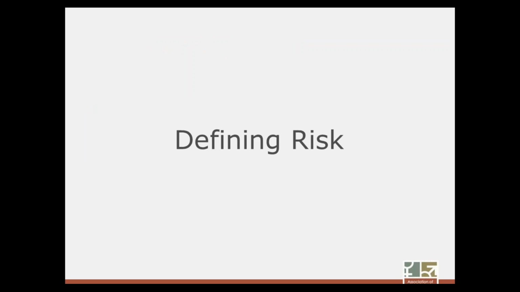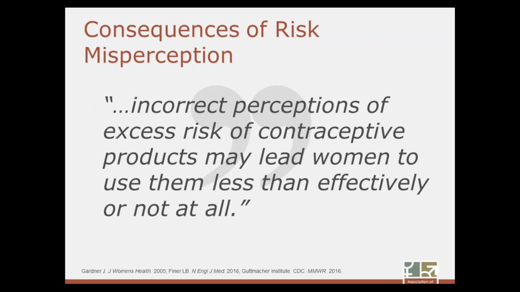So let's start off by defining risk. And why is this important? It's important to communicate effectively about contraceptive risks and benefits because of the approximately 6 million pregnancies that occur in the United States each year, about half are unintended. Of these unintended pregnancies, only 5% of them are true contraceptive method failures. So what that means is that 95% of patients who experience unintended pregnancy each year are either not using any type of contraception, or they're using contraceptives inconsistently and ineffectively.